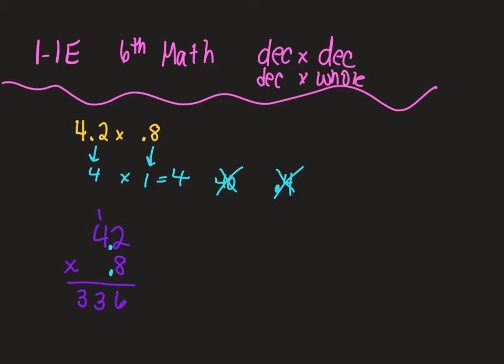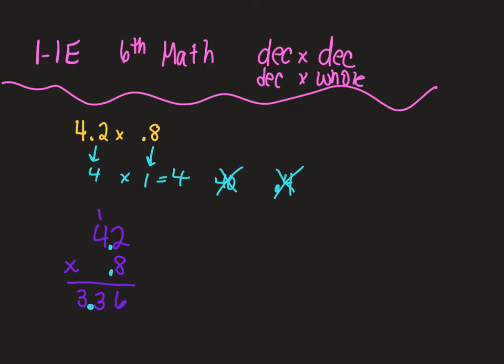So if I put the decimal right here, would that answer be anywhere close to 4? No, it would not. Well, first let's start, I guess, right here. Is 336 close to 4? No, it is not. Is 33.6 close to 4? Not really. Is 3.36 close to 4? Sure is. The decimal is going to go right there.